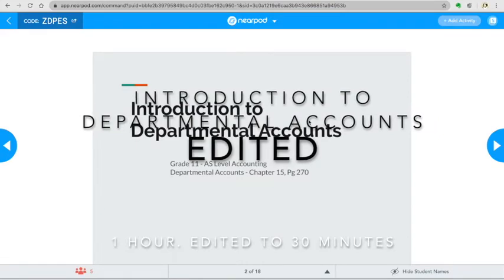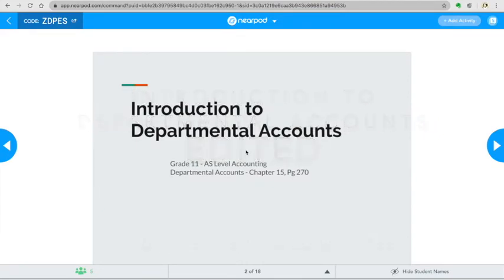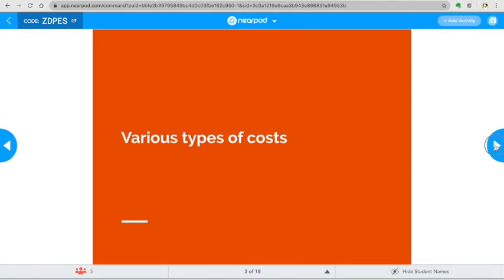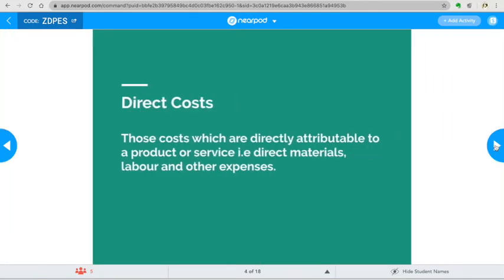Thank you. Now, as you can see, Introduction to Departmental Accounts, the way I've structured today's lesson is like this. I want to go through the different types of cost. A little bit you already know, but now we will be getting into some technicalities, okay? The various types of costs. The first one, direct costs. Those costs which are directly attributable to a product or service, that is, direct materials, labor, and other expenses. Mainly, you've looked into these when you did your manufacturing account, remember?